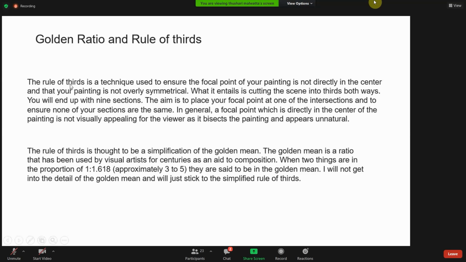Shall I read this out? The rule of thirds is a technique used to ensure the focal point of your painting is not directly in the center and that your painting is not overly symmetrical. What is essential is cutting the scene into thirds both ways. You will end up with 9 sections. The aim is to place your focal point at one of the intersections and to ensure none of your sections are the same. In general, a focal point which is directly in the center of the painting is not visually appealing for the viewer as it bisects the painting and appears unnatural.